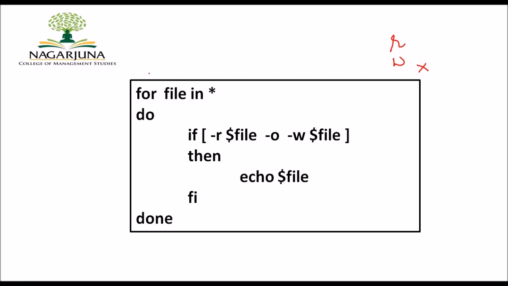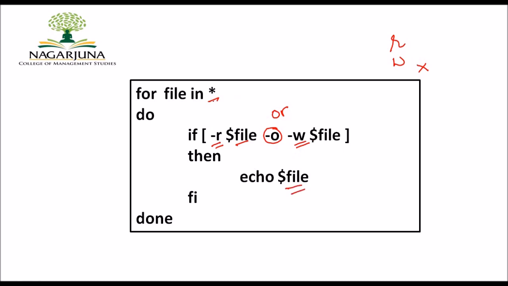Now this particular snippet of code shows how to display all the files if the file has a read permission or a write permission. Here -o represents the OR operation. So it checks whether the file has a read permission or whether the file has a write permission. If the file has a read or a write permission, then that particular file will be displayed.